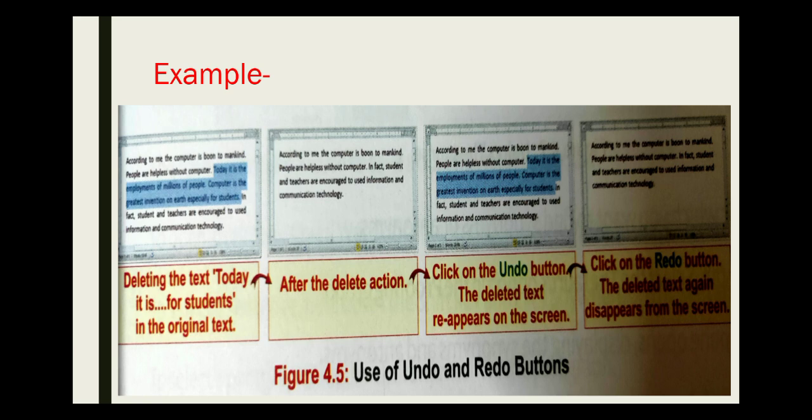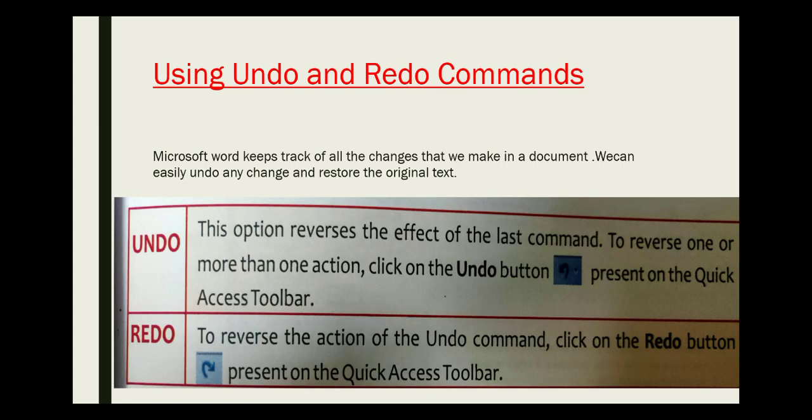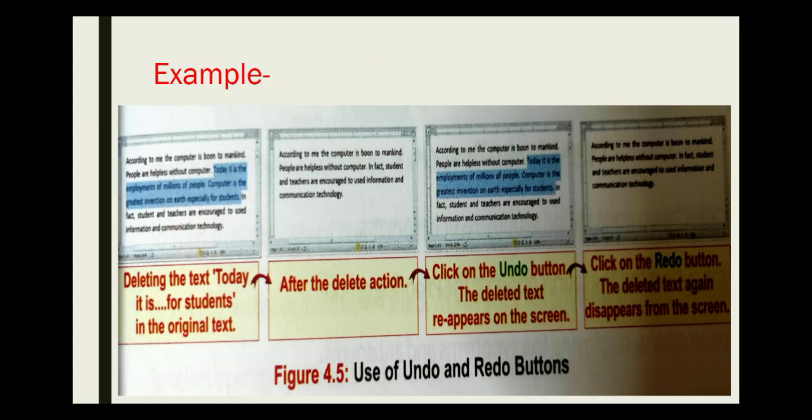Now suppose you want to get back your deleted text. In that case you will press the undo button. Now you can see here in the third one, the text which you have deleted reappears. Now suppose again you want to delete this text, so you will click on the redo button. Now you see again that text has disappeared, because as I told, redo command reverses the action of undo command. So with undo command, the text came back, and with redo, again that text will be deleted.